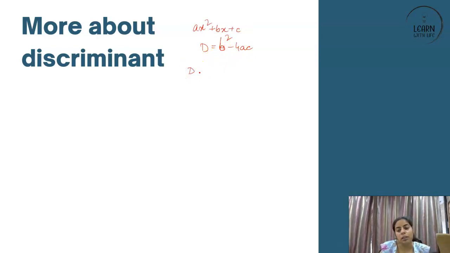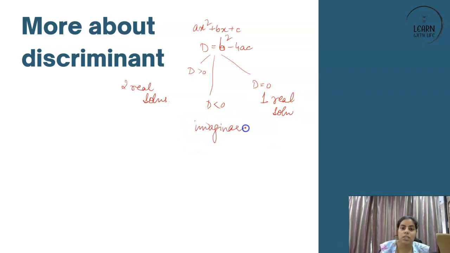Now, there are 3 possibilities with respect to D. One is that D can be greater than 0. The other is D can be less than 0. The other is D is equal to 0. Now, D greater than 0 means there are 2 real solutions possible. D equal to 0 means there is just one real solution possible. And D less than 0 means there are imaginary solutions possible.